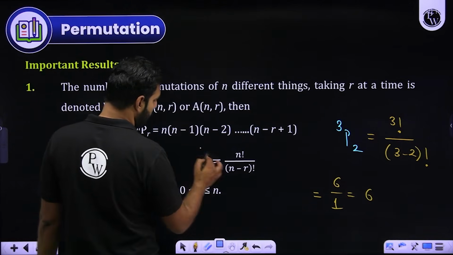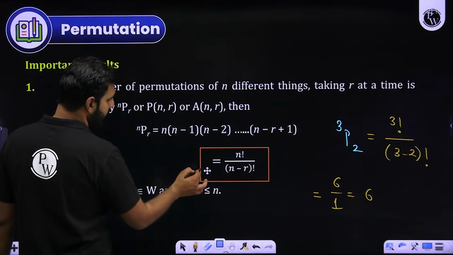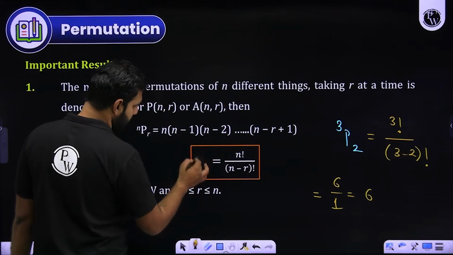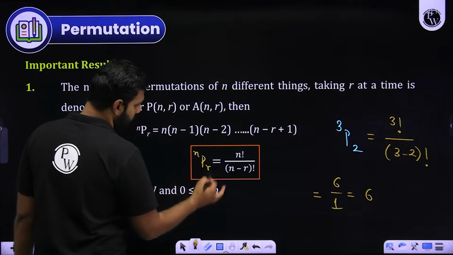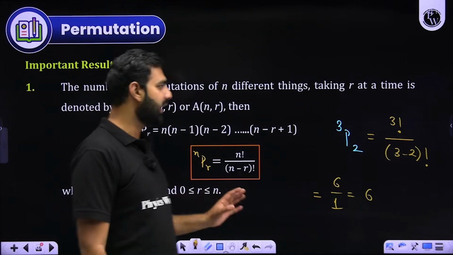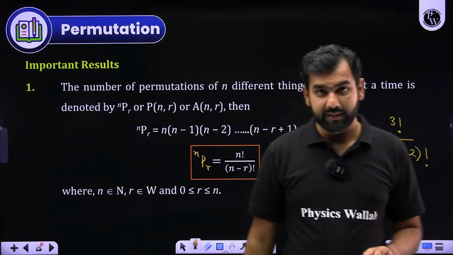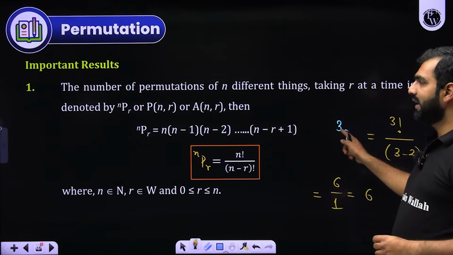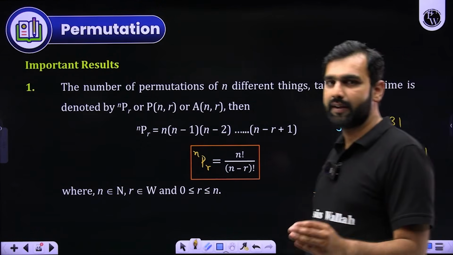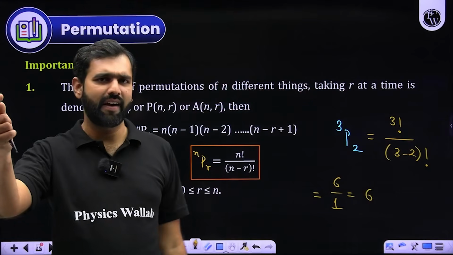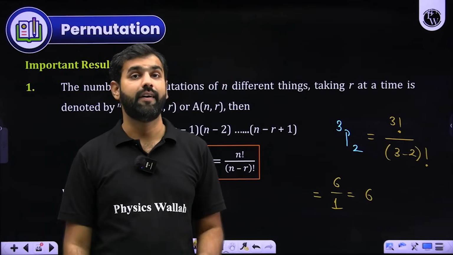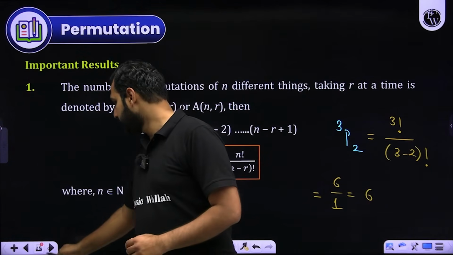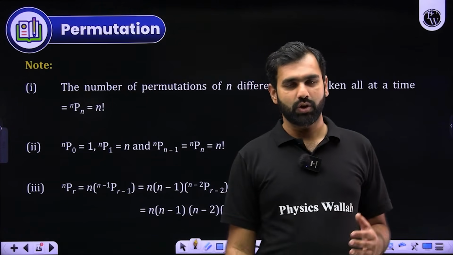Something very crucial you need to remember, that this expression nPr is going to be n factorial upon n minus r factorial. That means out of n objects, permutation of r objects can be done in nPr ways, which is n factorial upon n minus r factorial. Did you get that part? Did you understand this part? If you have, let's talk about more results.